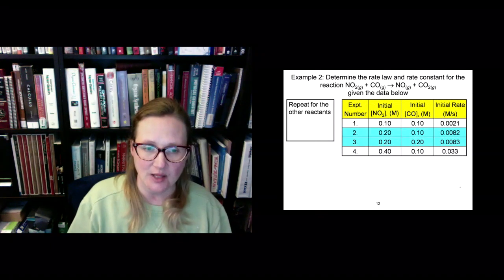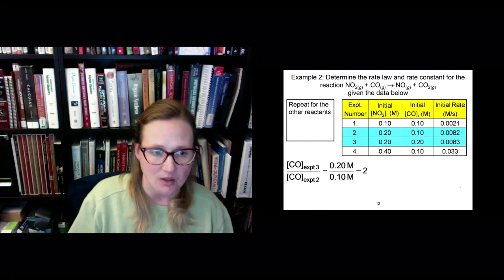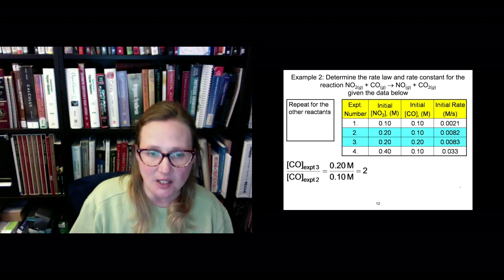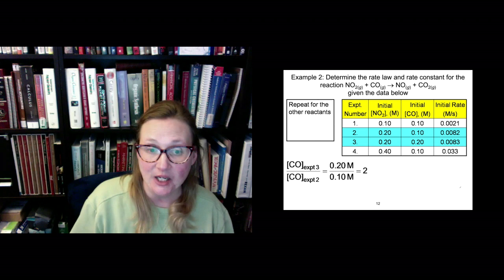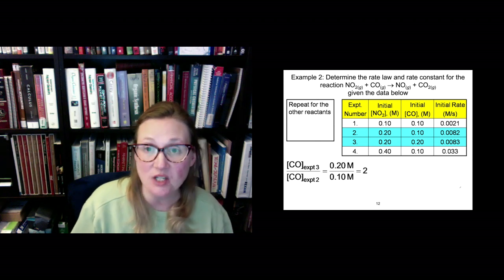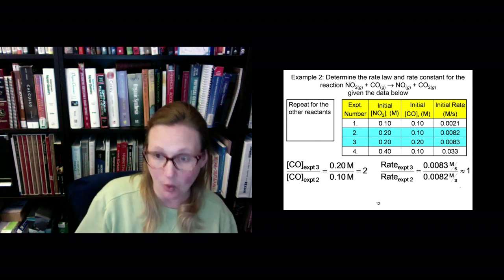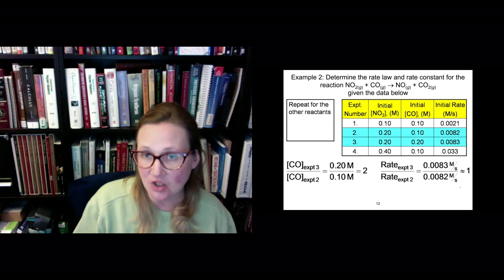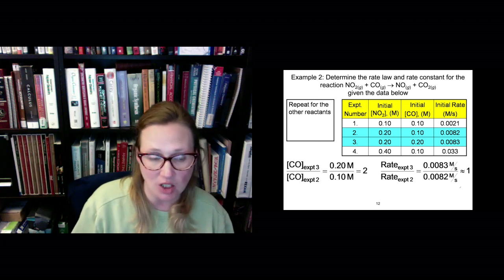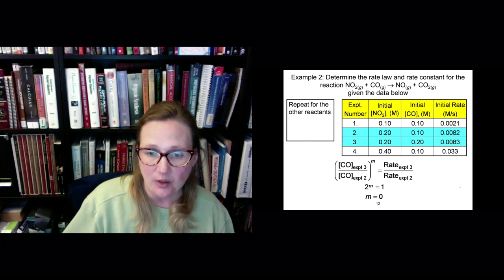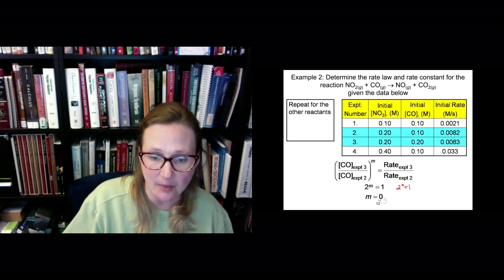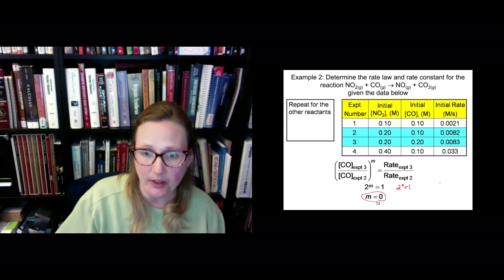All right, so then let's go over to the next one. So if we look at experiment number 2 and 3, here NO2 stays constant, but we're doubling CO. Well, what happens to the rate? Well, it's essentially the same, right? It doesn't change. Okay, so what does that mean? Well, we're saying here that 2 to the m equals 1, and so then m must be 0.